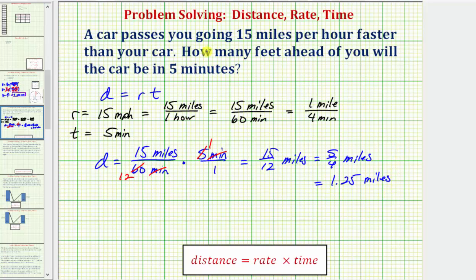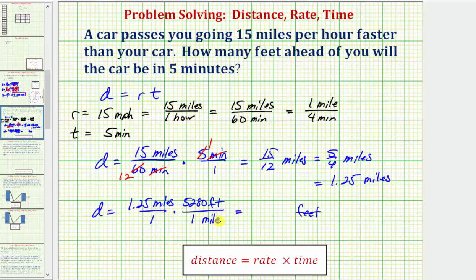But we're still not quite done because the question asks for the number of feet, not the number of miles. So we want to convert the distance of 1.25 miles to feet. So we have the distance d of 1.25 miles as a fraction would be 1.25 miles over 1. We're going to multiply by a unit fraction to convert the distance to feet. And the conversion is there are 5,280 feet in 1 mile. Because we don't want miles in our answer, we're going to have mile in the denominator and feet in the numerator. And again, the conversion is 1 mile equals 5,280 feet.